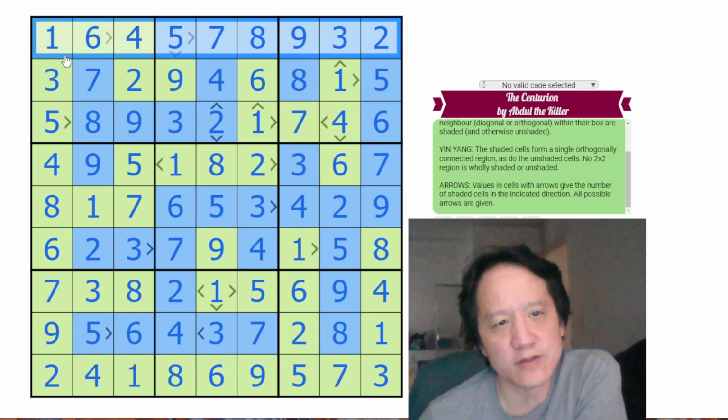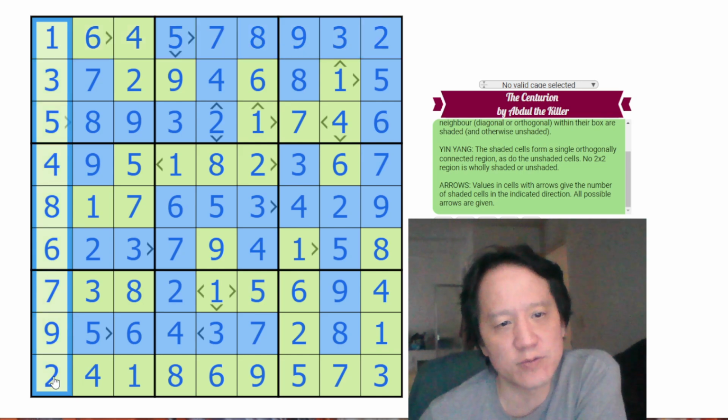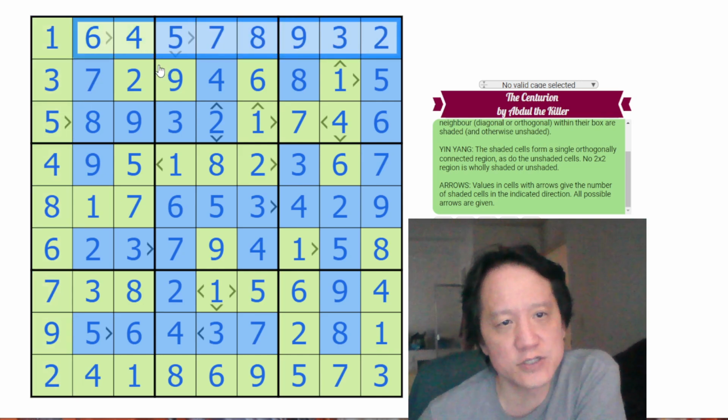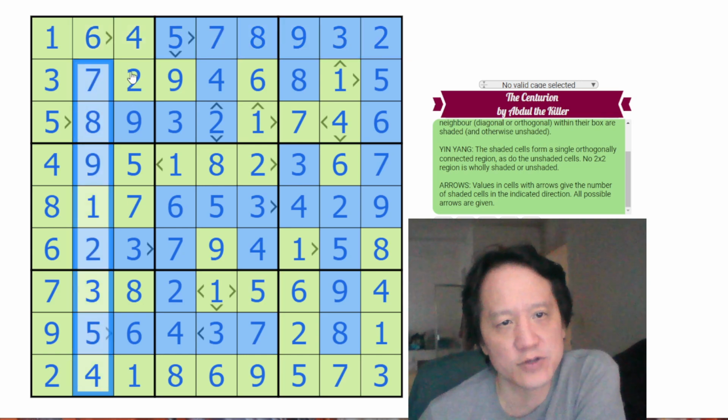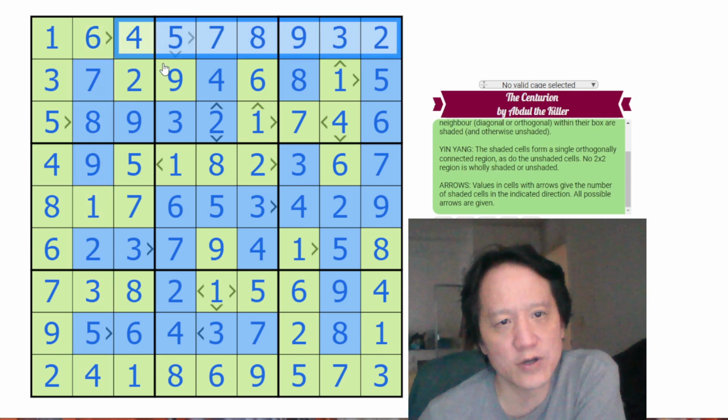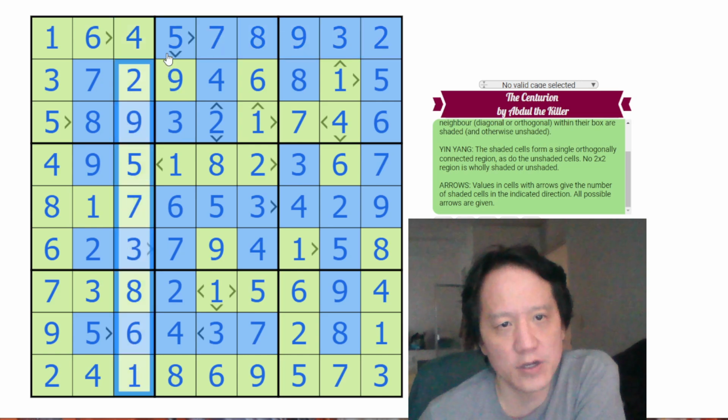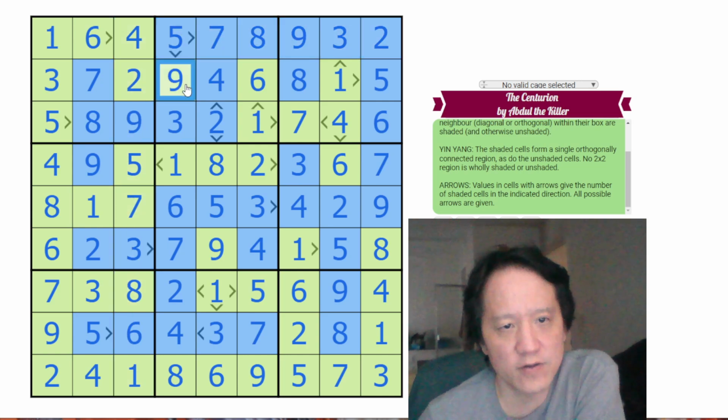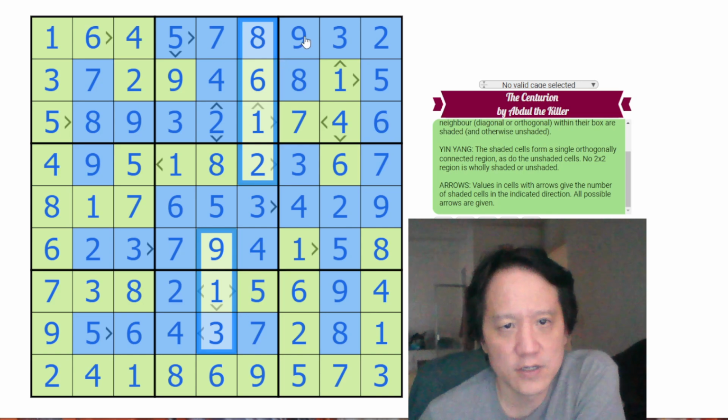One, there's nothing. There's not one shaded here. There's not one shaded here. Six, there are six shaded here. There's five shaded here, so that's fine. Four, there's not four. There's three here. This is five. This is one, two, three, four, five. There's no seven. There's no seven. There's no eight. There's no eight. There's no eight. There's no nine.